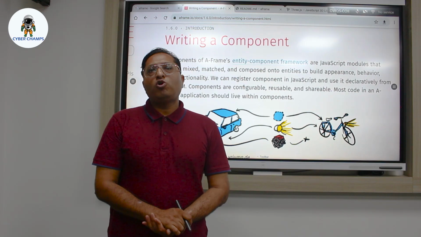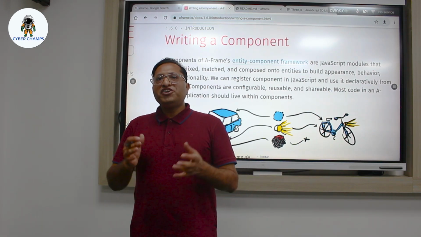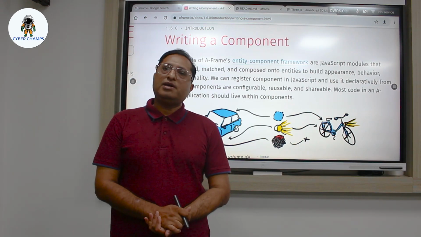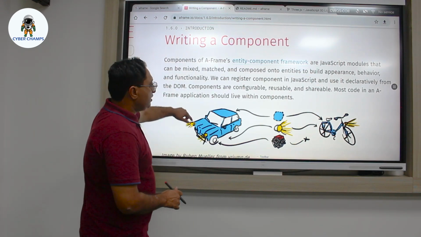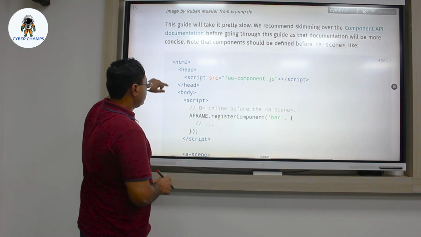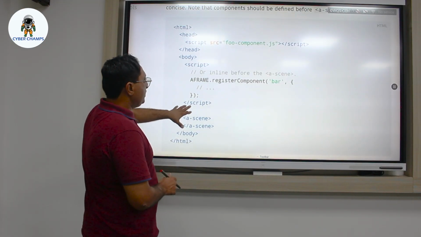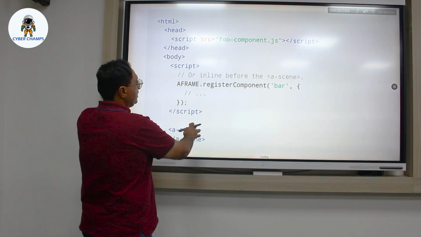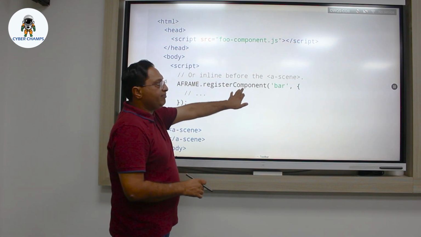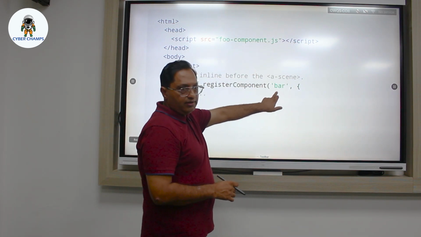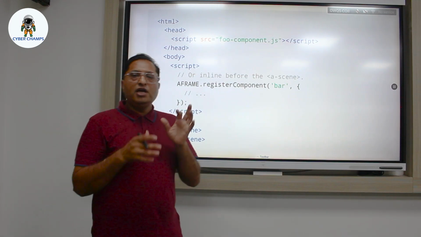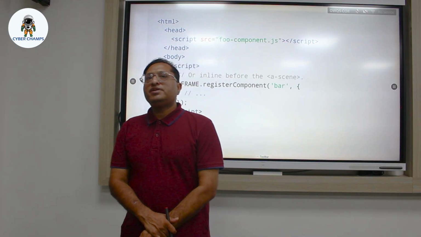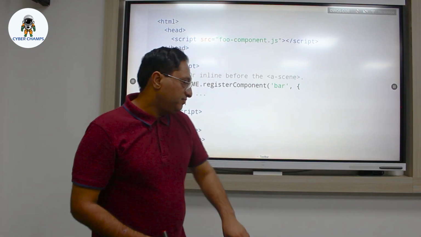DOM, as I discussed with you, is the document object model. Components are configurable, reusable, and shareable. Most code in an A-frame application should live within components. So you can study how we can write a component and how we can register it here. You can see it has been written between script tags, right? And then we have utilized AFRAME.registerComponent, and then we have declared a component. With the passage of time, when I start coding classes with you, I will explain how we can utilize registerComponent for writing components.